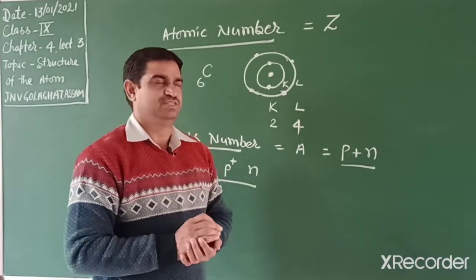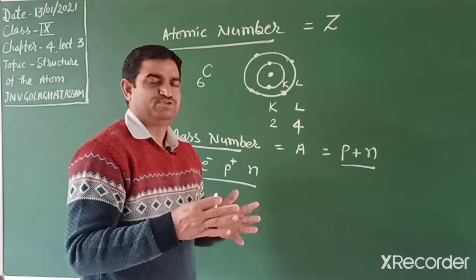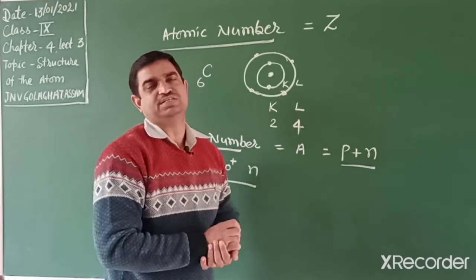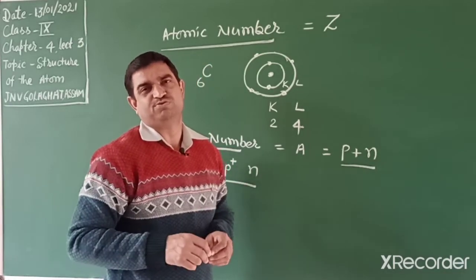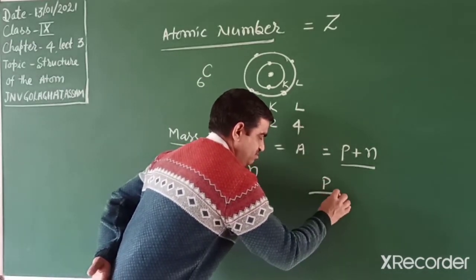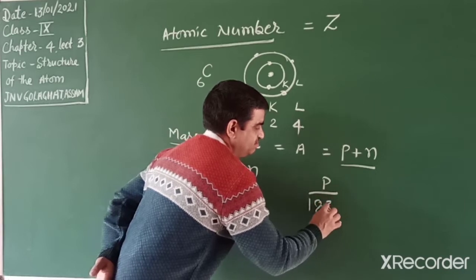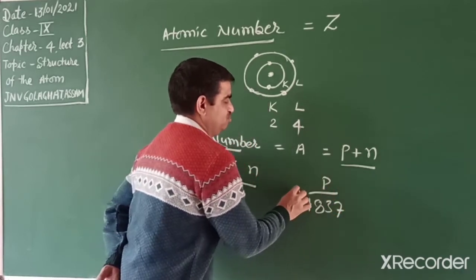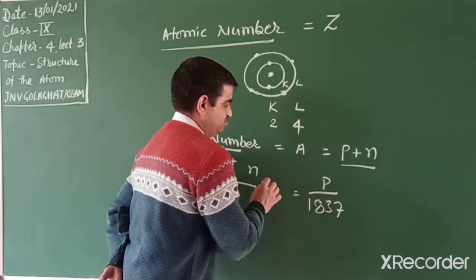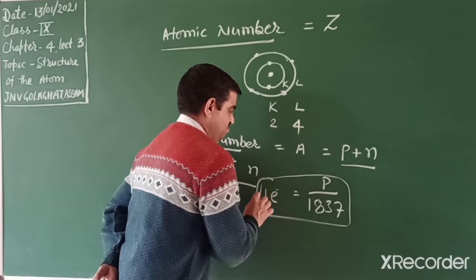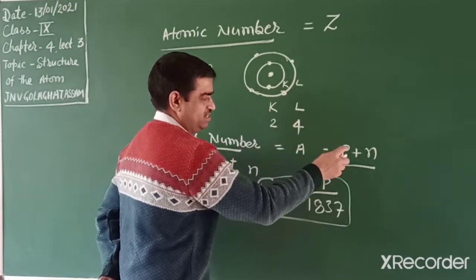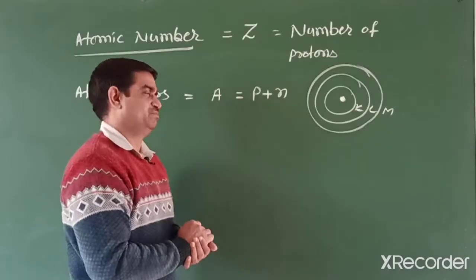The mass of 1 electron is approximately 1 by 2000 times the mass of 1 proton. Actually, you divide the mass of 1 proton by 1837 to get the mass of 1 electron. So we ignore the mass of electrons. We consider only protons and neutrons in atomic mass.